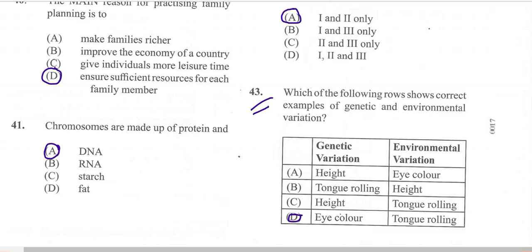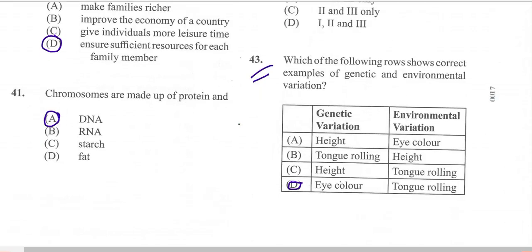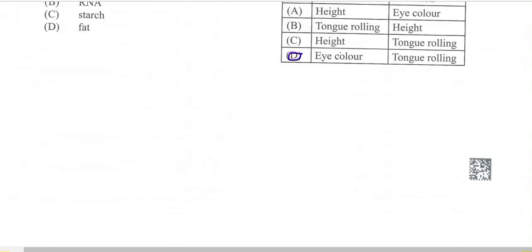Height, we mentioned that already. So the true thing we know here is that eye color is, of course, genetics. You're going to inherit it. And we went for tongue rolling because we know that it could be genetic, and we know that there are conditions where persons have trained themselves over time to roll their tongue. So of course, D is the answer we chose for 43, but of course, your views might be respectfully different, and we'll definitely entertain that.